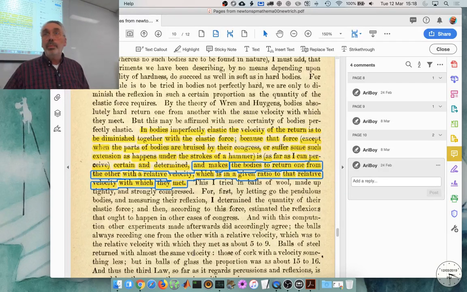Balls of steel return with the same velocity, so there's always no loss in steel. He says the approaching relative velocity is the same. And then for balls of glass it is 15 to 16, so almost one. So he said that depends on the material. It has nothing to do with impact velocities or mass or whatsoever.